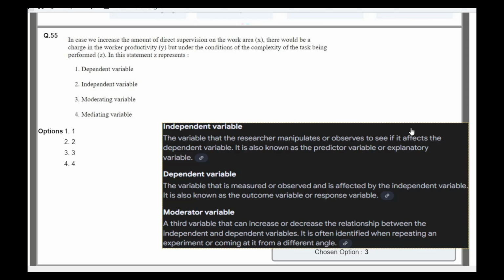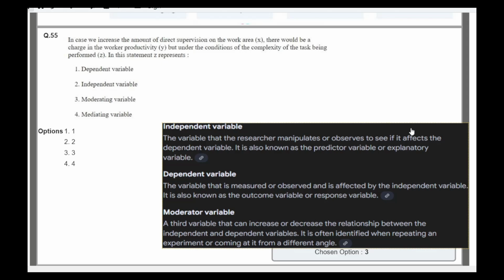I have pasted a screenshot where you can learn about these things, like independent variable, dependent variable, and moderating variable. An independent variable is one which the researcher can manipulate and observe. And a dependent variable, as the name suggests, if you manipulate your independent variable, the observation can be taken on your dependent variable. How the dependent variable is affected by your independent variable. And a moderator variable can increase or decrease the relationship between the independent and dependent variable. Please go through these terms.